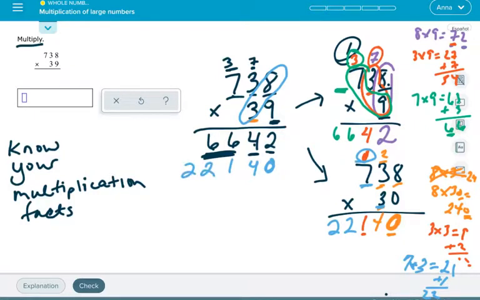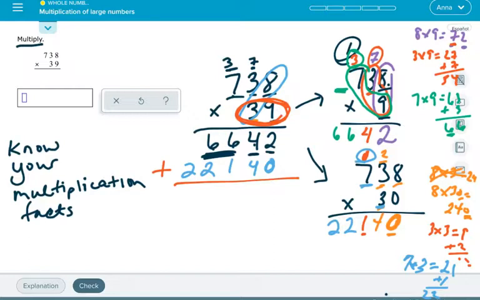Okay, so then we've broken this into 2 parts. We found the 738 times 9 and the 738 times 30. And so now what we need to do is combine those 2 results together, because 30 plus 9 is 39. So if we're trying to figure out the total for this multiplication, we've broken it into 2 parts and need to combine them together.